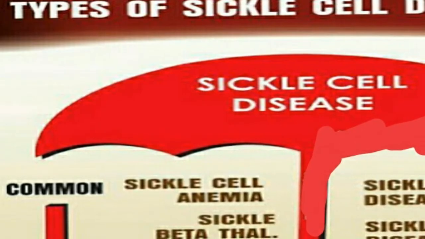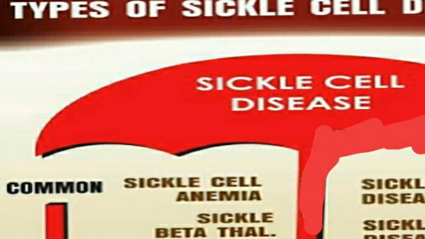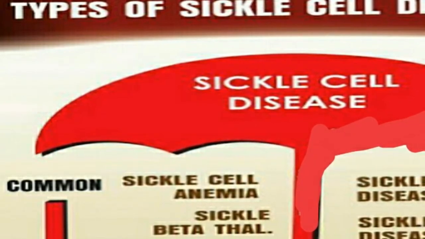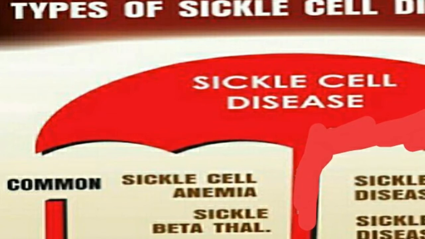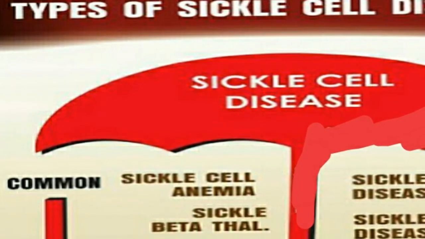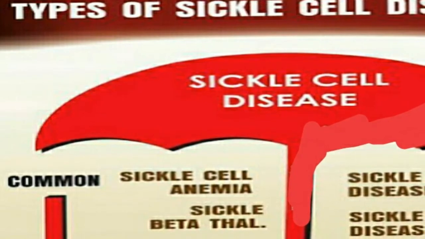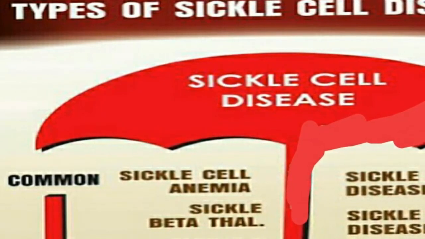Types of sickle cell disease. Sickle cell disease is an umbrella term used to describe a group of genetic diseases that affect the body's hemoglobin. Hemoglobin is the protein in red blood cells that carries oxygen. It is made of two alpha globin chains and two beta globin chains.